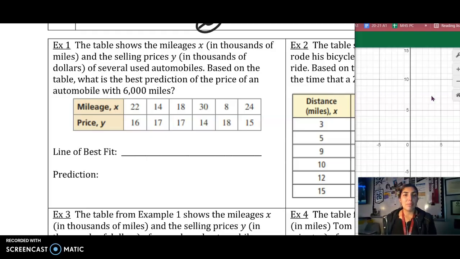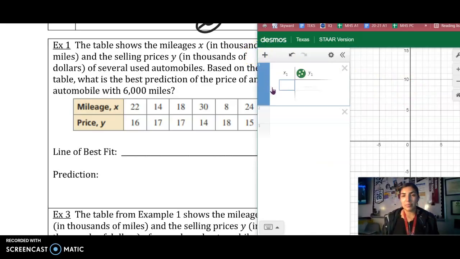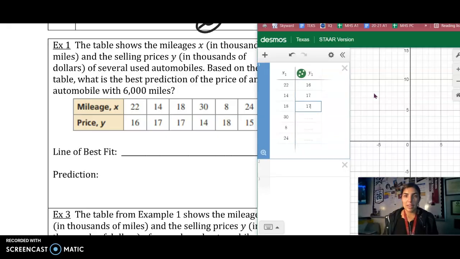Now, based on the table, what is the best prediction of the price of an automobile with 6,000 miles? So your spidey senses should be tingling. First thing we need to do is write a line of best fit. So we're going to go to our Desmos, and we're going to add a table. I'm going to type in that entire table. Do you have to type the whole thing? Yes. You need to type the entire table in, both the inputs and the outputs. Make sure there are no typos, so give yourself a little second to check.